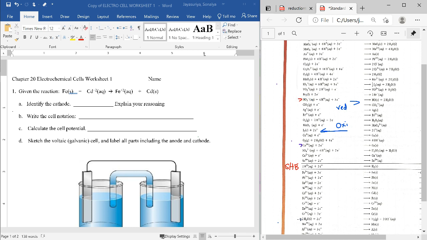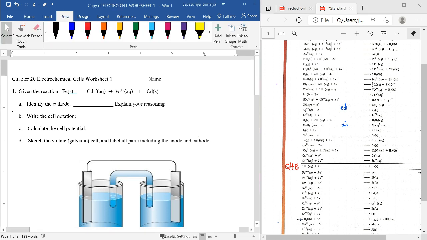Let me just get rid of some of this. All right, so the first problem has iron and cadmium. You can easily identify your anode and cathode based on what is happening to each metal, okay?